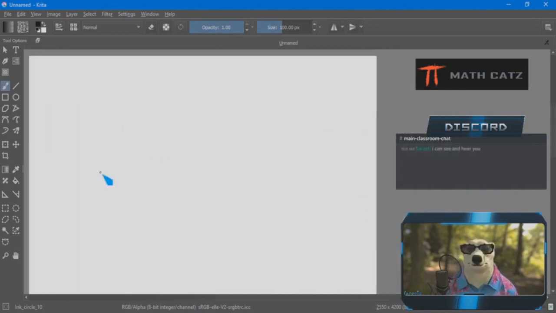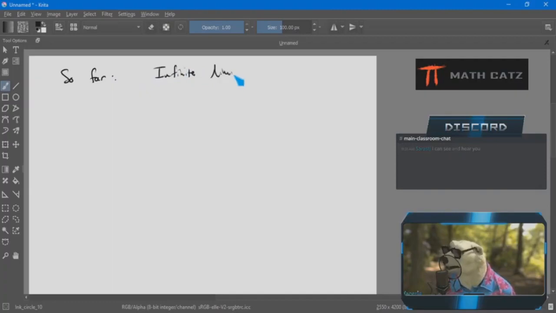Not worry. So, what have we done? Let's see here. So far, we've looked at infinite limits. That is where I like to start because it emphasizes the behavior. Infinite limits as a long-term behavior question.